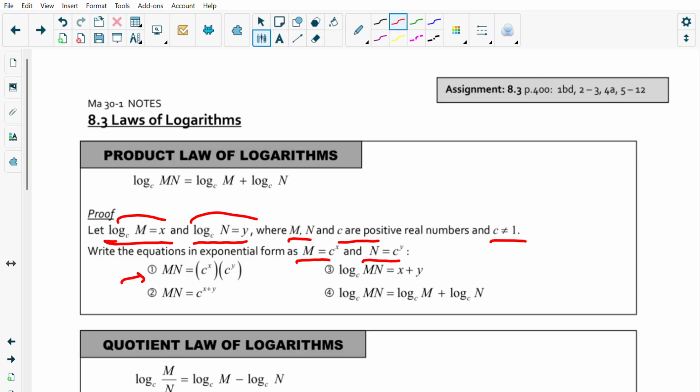Well, m times n equals c to the x times c to the y. We know from our product law of exponents, and see the relation here, m times n equals c to the x plus y. Okay, turn this into logarithmic form. The base becomes the base of the logarithm, the exponent is the result, and then the argument is the new argument in the logarithm. So I have log base c of mn equals x plus y.